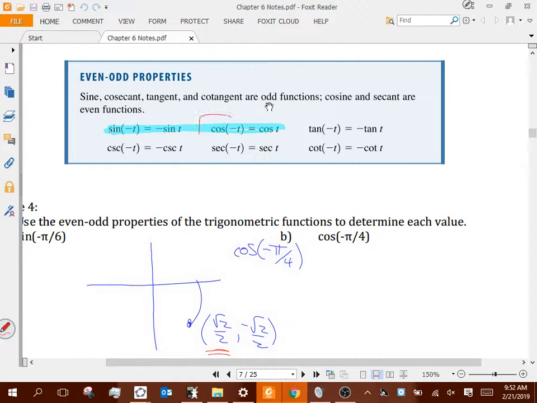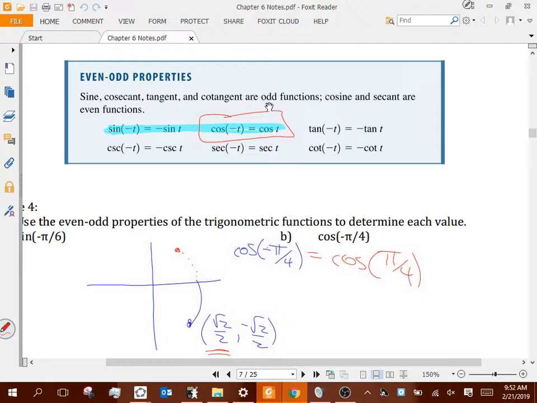This rule right here, this odd and even property, is saying that it should be simply the same as just cosine of pi over 4. So all I have to do is essentially drop that negative. Cosines, they're the same exact thing. Cosine negative pi over 4 is exactly the same thing as cosine pi over 4.